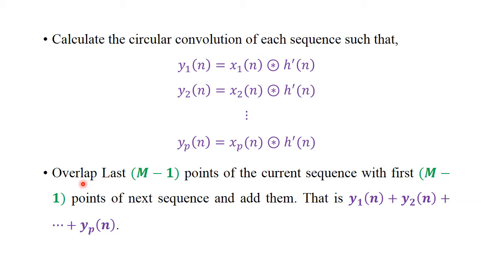Then the last step: overlap the last M minus 1 points of the current sequence with the first M minus 1 points of the next sequence and add them. That is, y1 of n plus y2 of n plus up to yp of n.